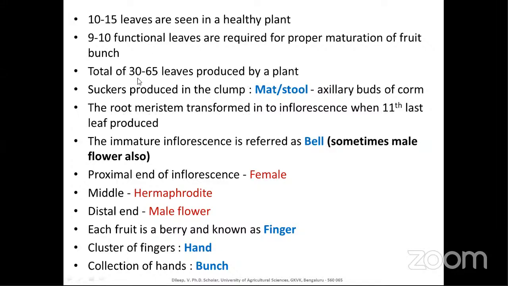And a total of 30 to 65 leaves are produced by the plant. We will cut them, or otherwise they will wither, okay? That is not the issue. But if it is counted from the first to the last, a total of 30 to 65 leaves may be produced, okay? This is not important.